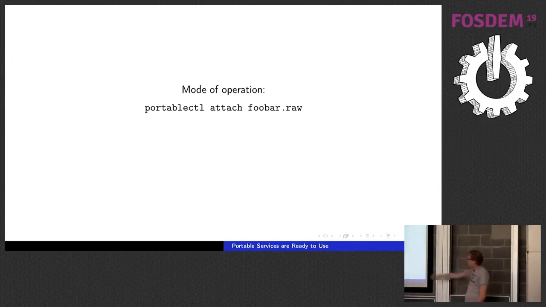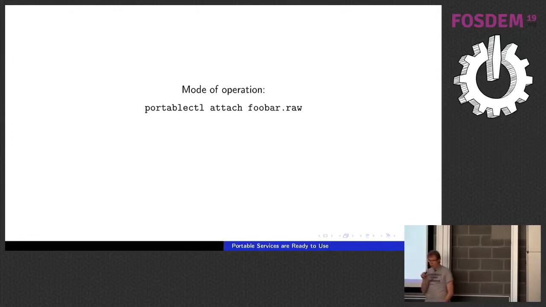You invoke it, portablectl, with the verb attach, for example. Foobar.raw in this case is a disk image, which could be, for example, a SquashFS image. When you invoke this, then this portable service image is attached to the host. What does it mean? It means that portablectl will do a little bit of verification that it's the same image, and then it will just copy out a couple of unit files from this image.